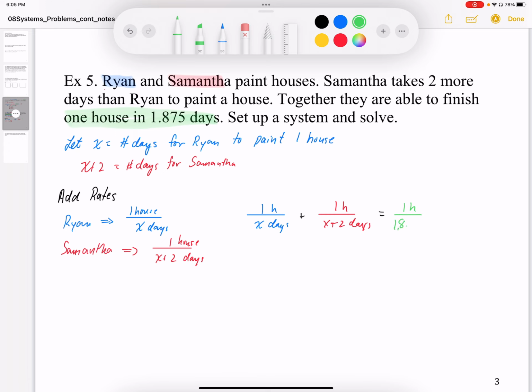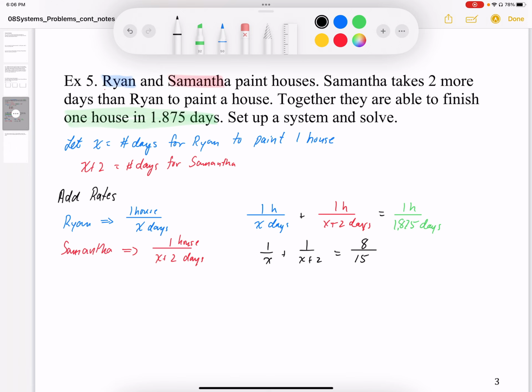So that's 1.875 days. Okay, so there's my equation. I only have one variable to solve for. So in this case here, I'm going to first of all make this a little bit neater looking. 1 over x plus 1 over x plus 2. We kind of need a fraction here, so 1 over 1.875. If I put this into fraction form, this is going to be 8 over 15.